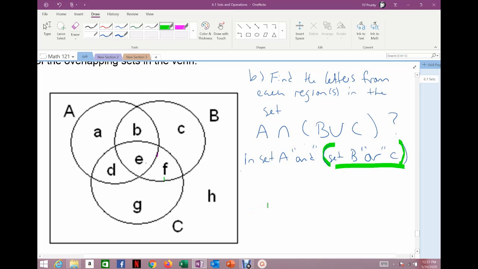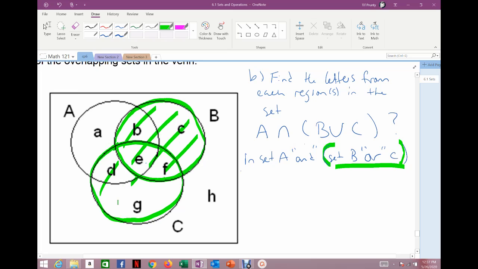Alright, so or is all inclusive, right? So I'm going to highlight in green everything that's in circle B, or circle C, and they do share some. And so that would be everything we'd include in B or C.